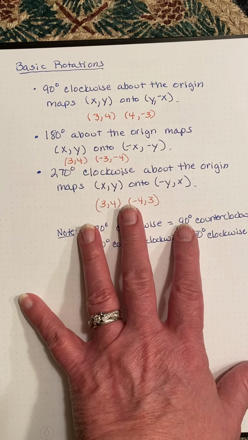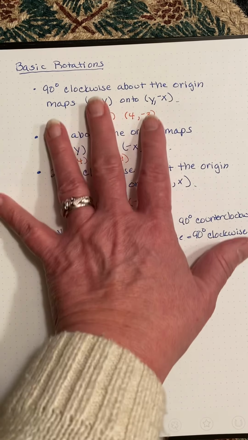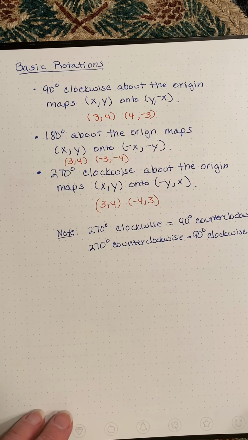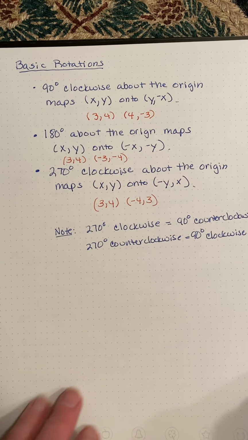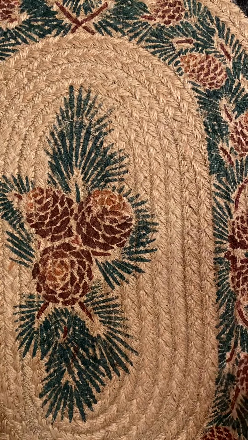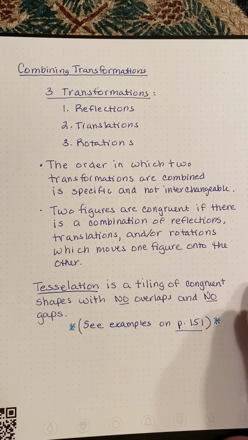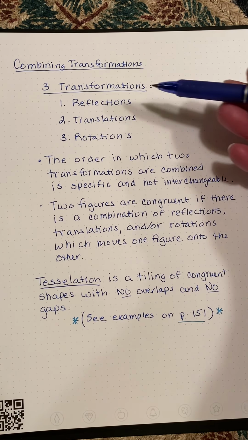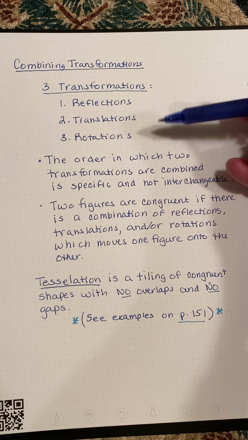So get this all written down. We don't have an occasion to do this, but if you have this written down, you know there is a way to do a simple rotation just by mapping the points, which is always the easiest way to do it. Now we'll go on to combining transformations. We've learned 3 transformations. Last lesson was reflections. This lesson was translations and rotations.